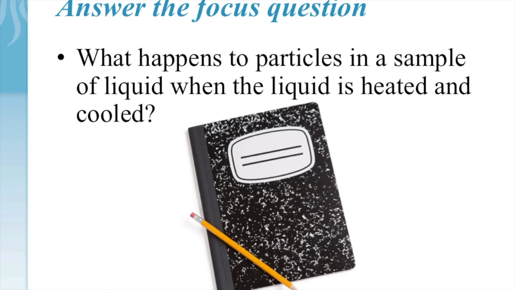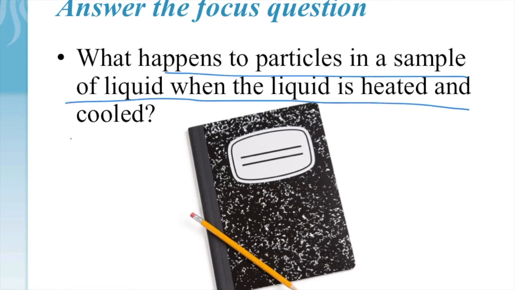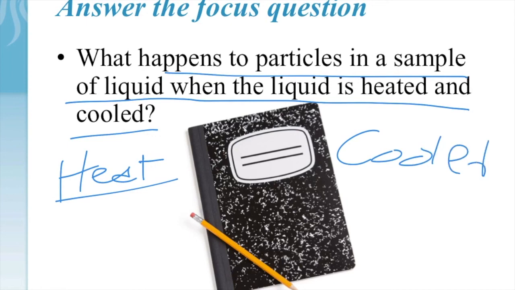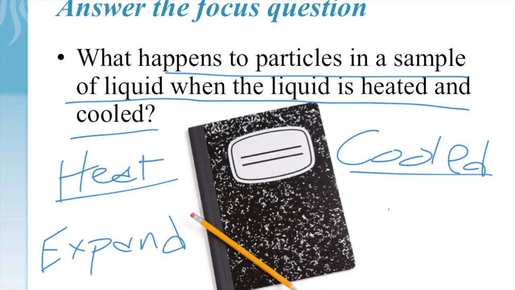So in summary, we can wrap this all up. What happens to the particles in a sample of liquid when the liquid is heated or cooled? If it's heated or cooled, they expand or they contract. All right. So far we've seen what happens when we heat and cool gases, when we heat and cool liquids. Next lesson we'll find out what happens when we heat and cool solids. See if this trend continues.